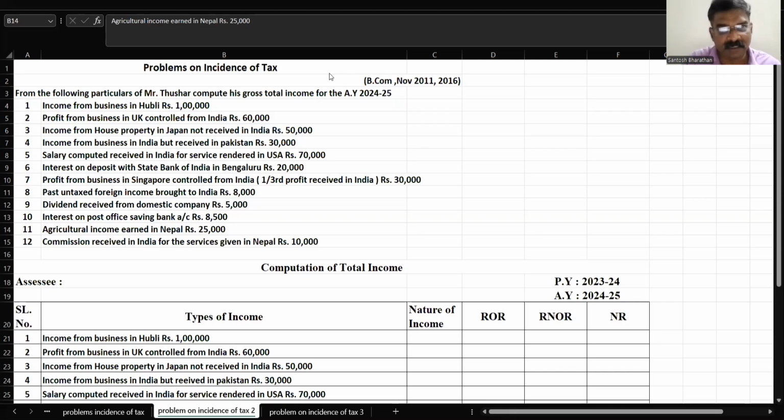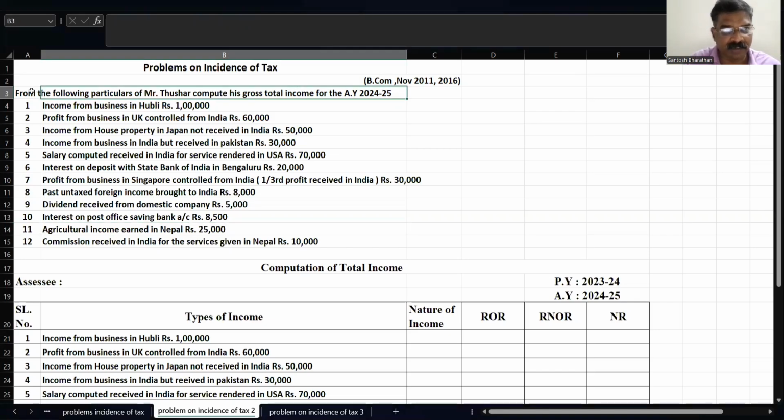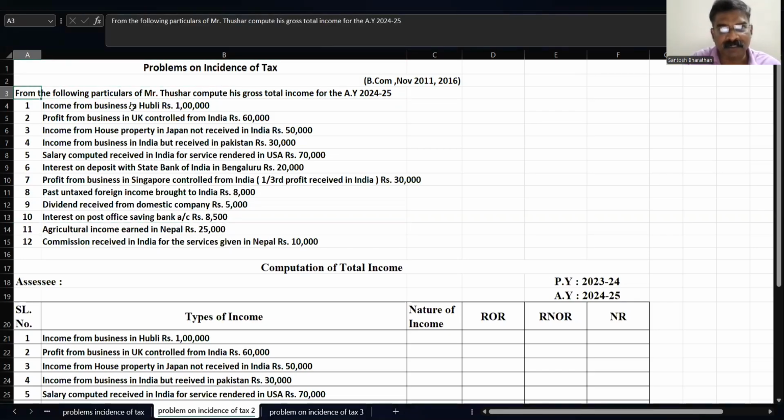See, this problem appeared in November 2016, in section C, which carries 12 marks. First, I'll read the problem; later on, we'll do the solution. From the following particulars of Mr. Tushar, compute his gross total income for the assessment year 2024-25.